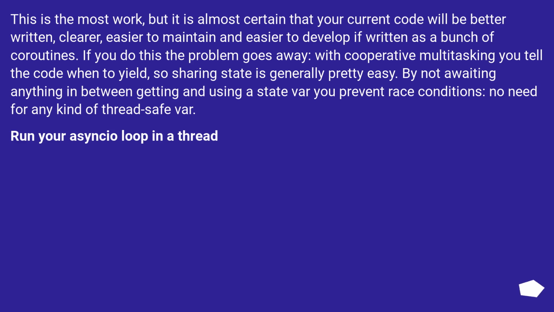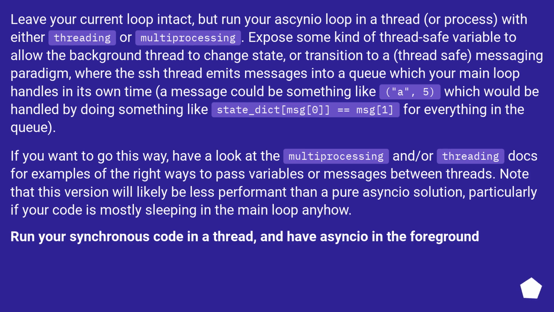Run your asyncio loop in a thread. Leave your current loop intact, but run your asyncio loop in a thread, or process, with either threading or multiprocessing. Expose some kind of thread-safe variable to allow the background thread to change state, or transition to a thread-safe messaging paradigm, where the SSH thread emits messages into a queue which your main loop handles in its own time. A message could be something like A5, which would be handled by doing something like state_dict[message[0]] = message[1] for everything in the queue.